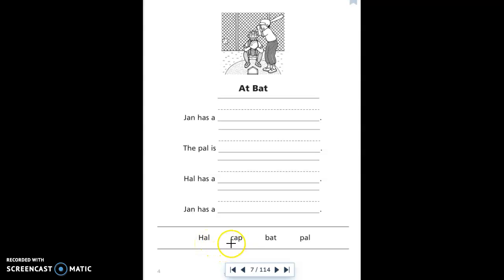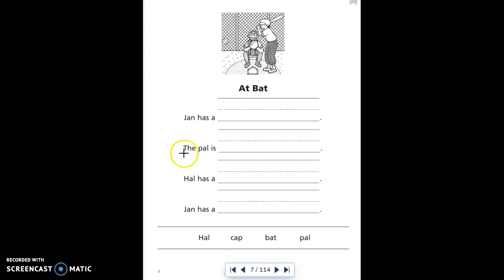App. Does she have a cap? Well, maybe. It's hard to tell. At. Bat. I don't know if Jan has a bat. She could be this person or this one. How about a pal? I don't know. That one's hard to answer. So I'm not going to answer that one. I'm going to skip to the next one.